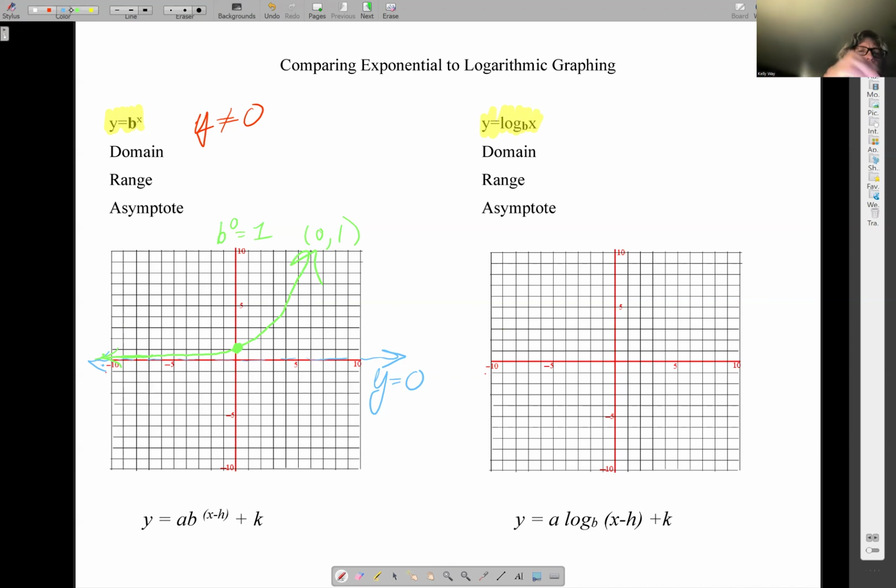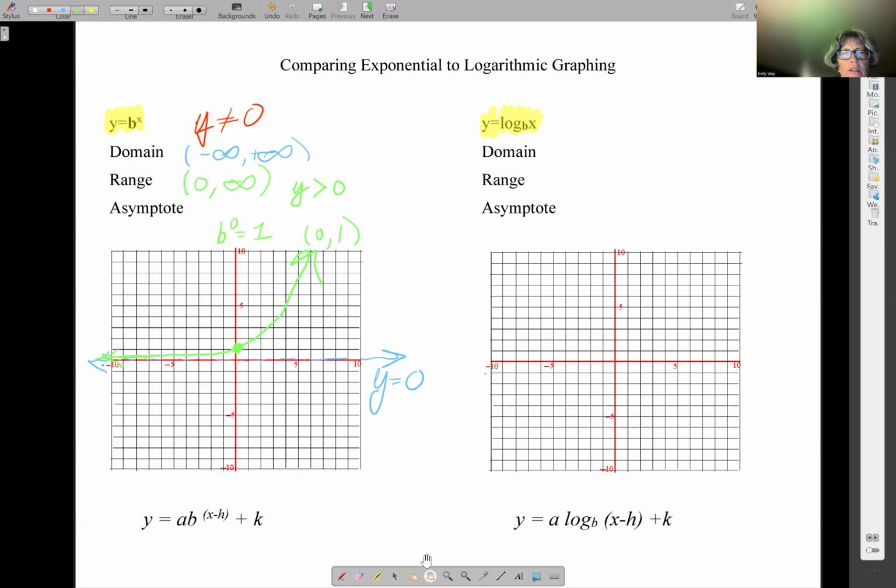Therefore, your domain would be from infinite x to the left to infinite positive to the right. Your range is going to start at 0 and go infinitely positive. Not start at 0, but that's your boundary line. Y must be greater than 0, not greater than or equal to.